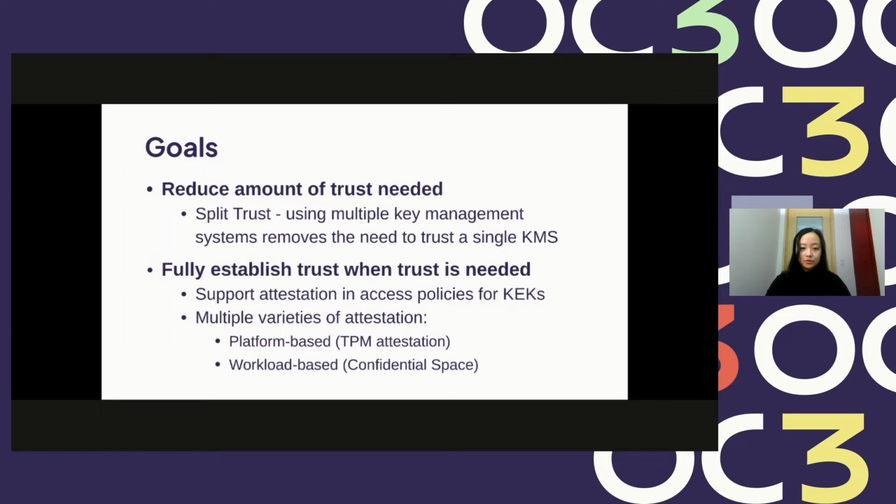And the second way it tries to improve the workflow is that in cases where trust is needed, we make sure to fully establish it using attestations. So your KEKs can be configured to only allow access based on attestation information. This can be platform-based, so only releasing the key to machines that can show they're running with confidential computing. Or if you're using confidential space, these attestations can be workload-based. And I'll go over each of these features in a little more detail.